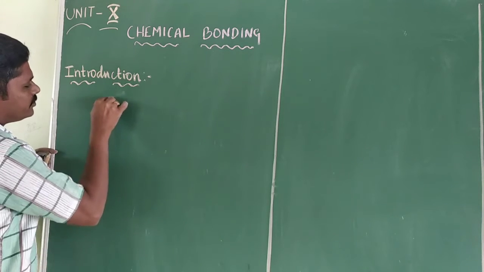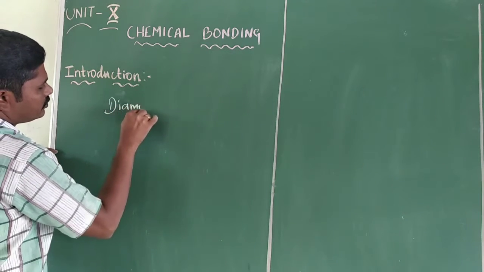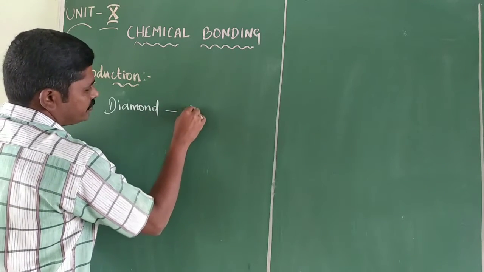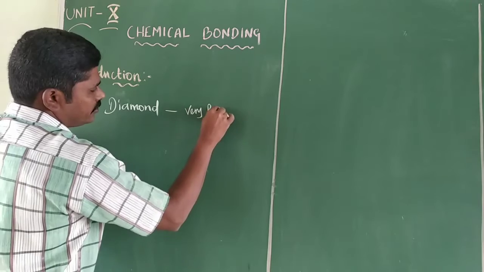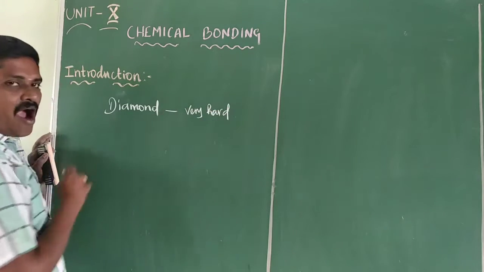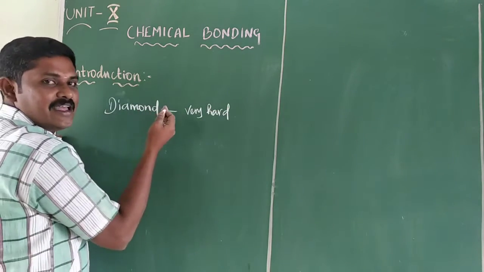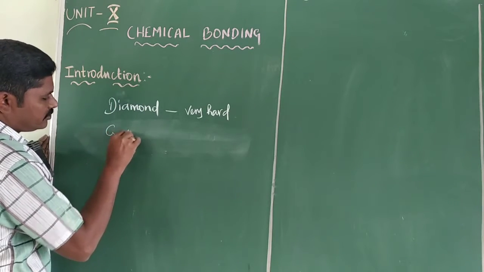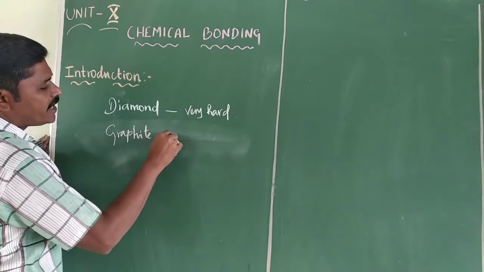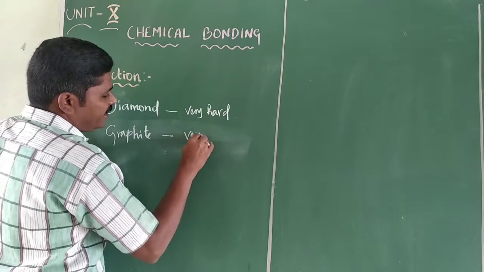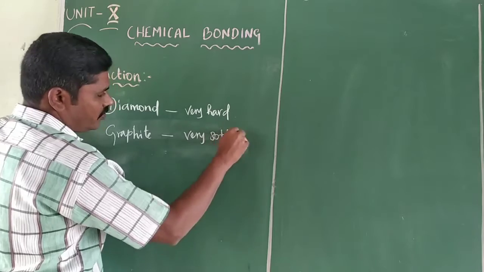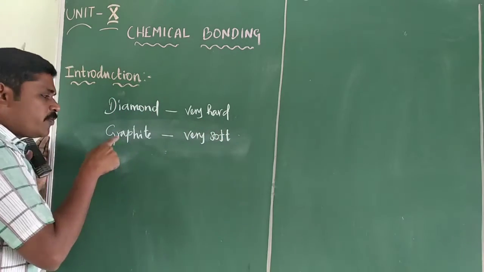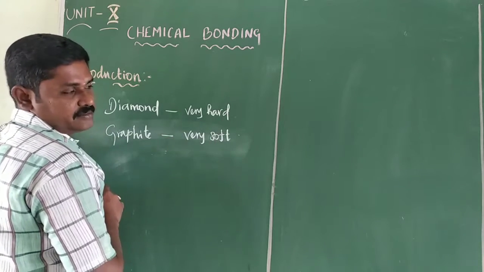Diamond is very hard, while graphite is very soft, right? So diamond is very hard, while graphite is very soft.